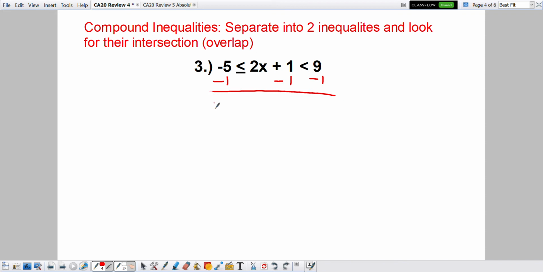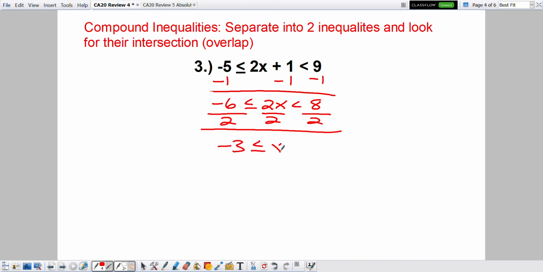And then you'd get -6 is less than or equal to 2x is less than 8. Then you divide by 2. And you end up getting -3 is less than or equal to x is less than 4. And so the inequality, interval notation is from -3 to 4. Okay. That's one way of solving this.